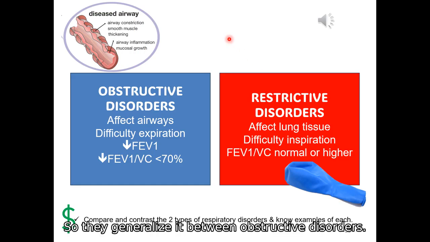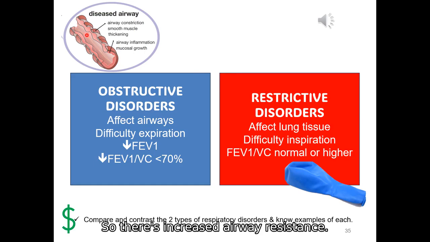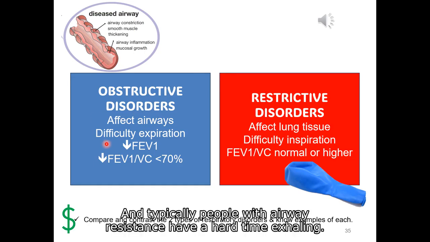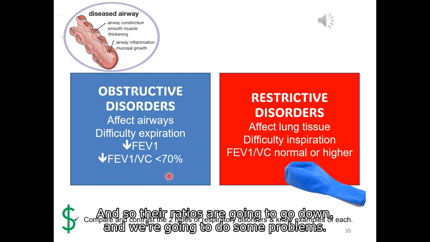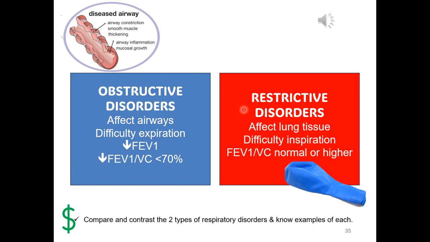All right, so they generalize it between obstructive disorders. Here's the take home. Obstructive disorders, we are talking about airways. So there's increased airway resistance. This could be because they're constricted, they're blocked, or they're collapsed. Like I said, we can tell, and typically people with airway resistance have a hard time exhaling. So that volume is going to go down, and so their ratios are going to go down, and we're going to do some problems.